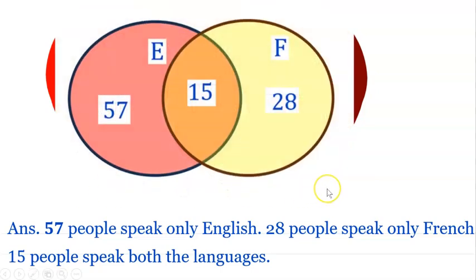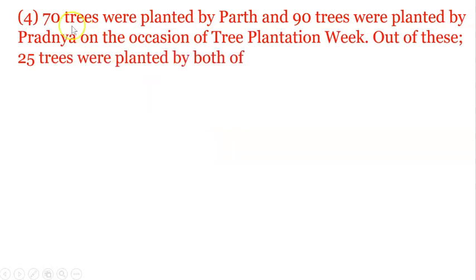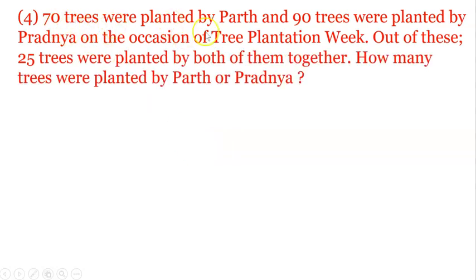See this here. Now, the next example. 70 trees were planted by Parth and 90 trees were planted by Pradnya on occasion of Tree Plantation Week. Out of these, 25 trees were planted by both of them together. How many trees were planted by Parth or Pradnya?